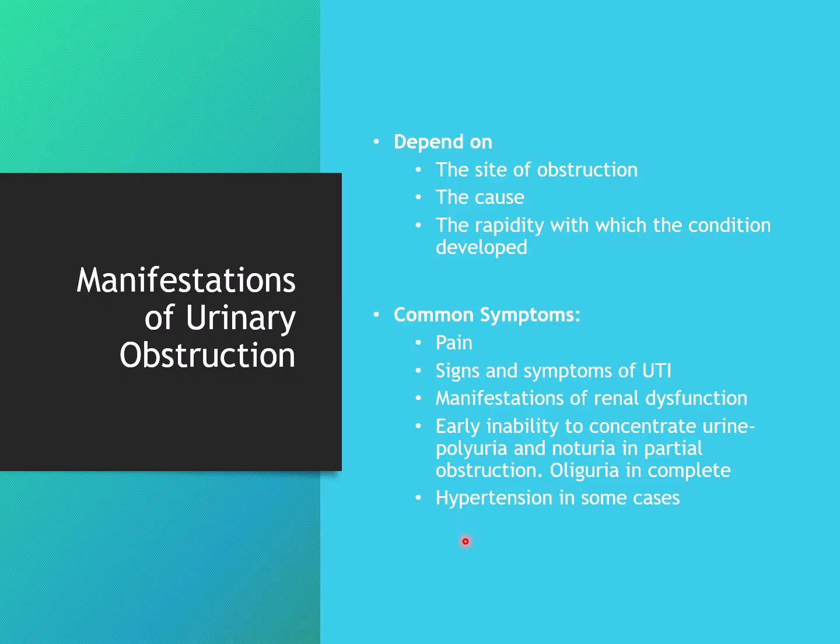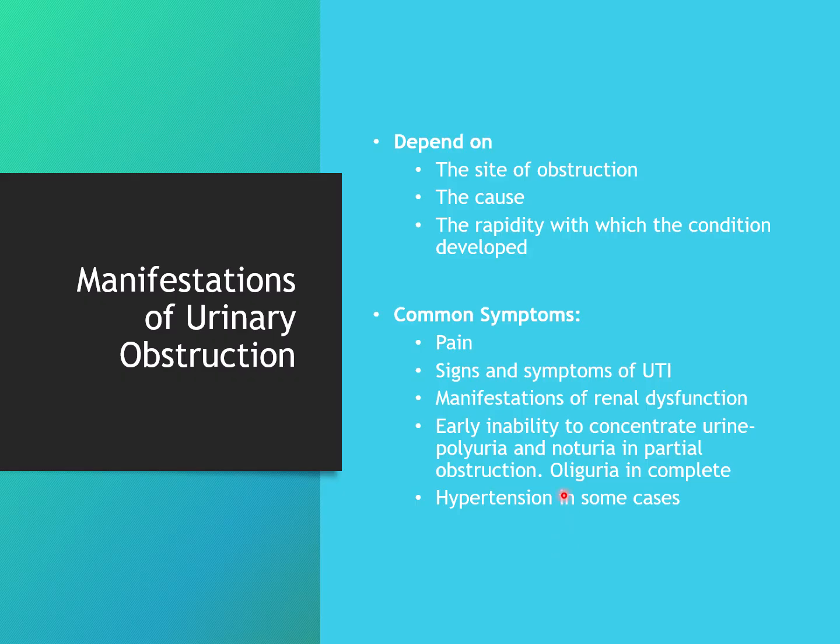Often we see, as far as urinary symptoms early on, especially with maybe incomplete obstruction or unilateral obstruction, we might see an early inability to concentrate urine. So our patient might actually develop things like polyuria or nocturia, which are common in urinary concentration disorders.